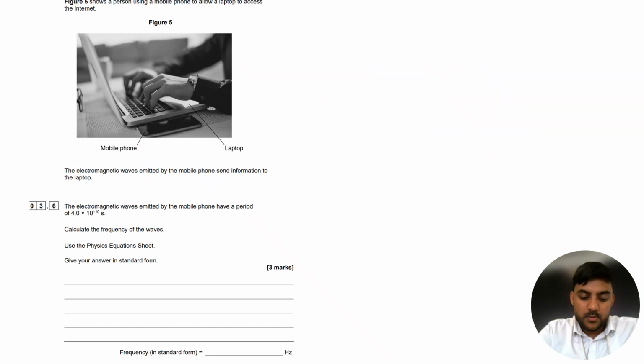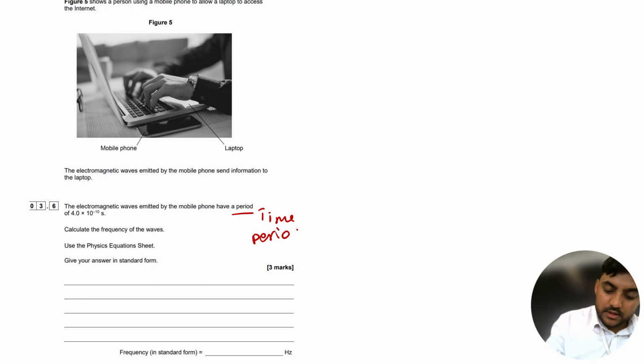The electromagnetic waves emitted by a mobile phone send the information to the laptop. The electromagnetic waves emitted by the mobile phone have a period of 4 times 10 to the minus 10 seconds. Calculate the frequency of the waves. This period is talking about time period, which is how long one wave takes to pass. Calculate the frequency of the wave, use the physics equation sheet.